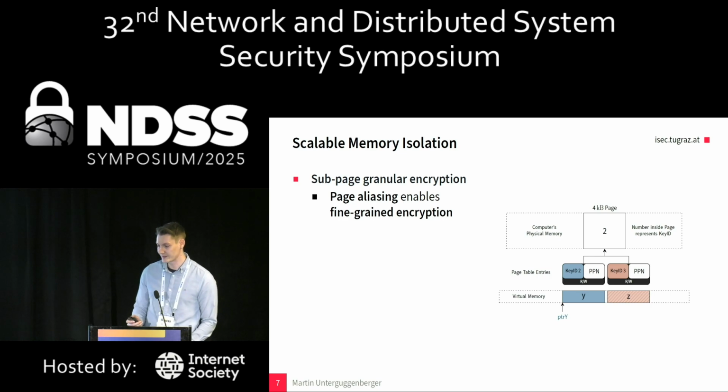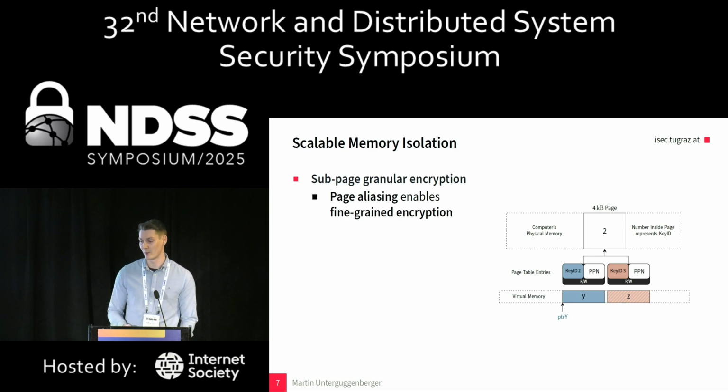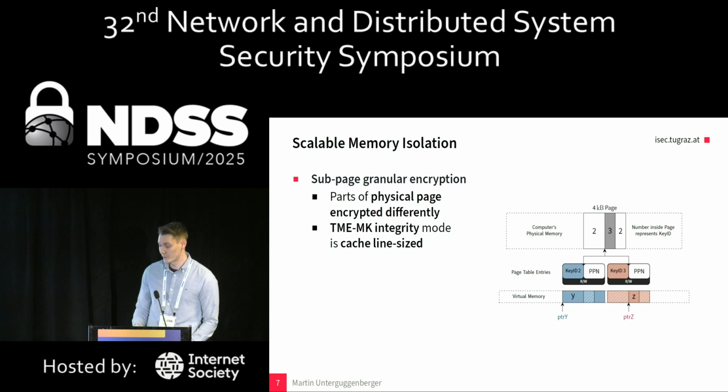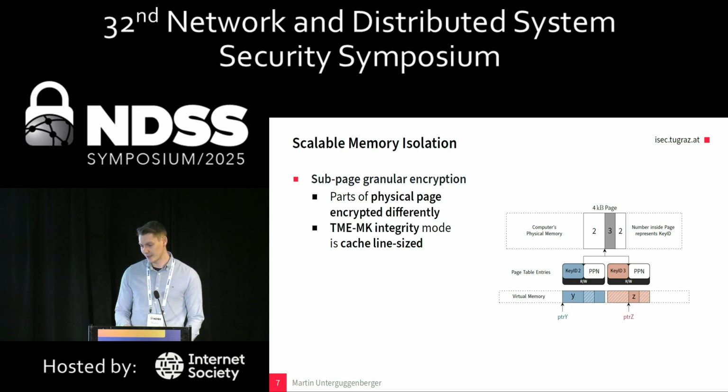Next, one of our design goals was that we want scalable memory isolation, and therefore we need to find a way to get sub-page granular encryption. And we can also get this through page aliasing. So in this example, we have 2 sandboxes that are again mapped to 1 physical page, and it is currently encrypted with encryption key 2. So it is owned by sandbox 2. And through the aliasing approach, we can encrypt parts of the physical page differently.